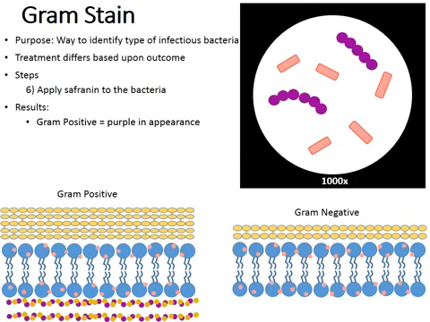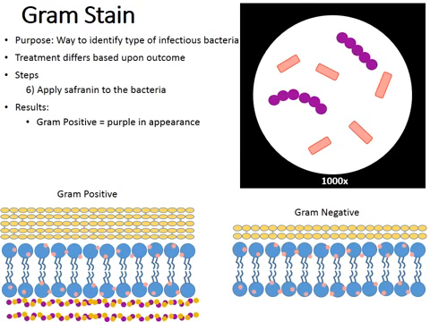Now you might be asking yourself, why is that? How come they don't appear pink? Because they have safranin in them as well. The reason is simple: the pink color of the safranin is just overshadowed and masked by the deepness, the darkness of the purple crystal violet. So you don't even really see the pink safranin in the gram-positive bacteria. It's there, you just don't see it.